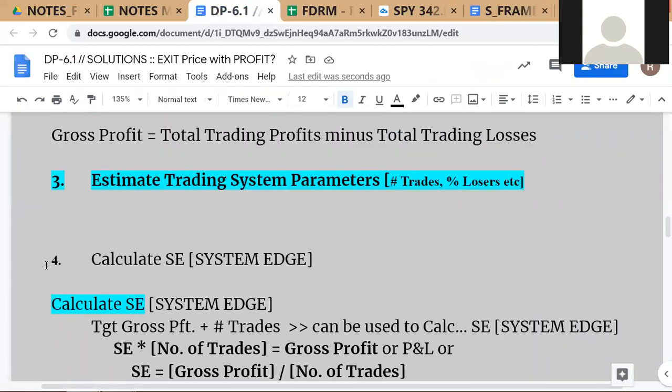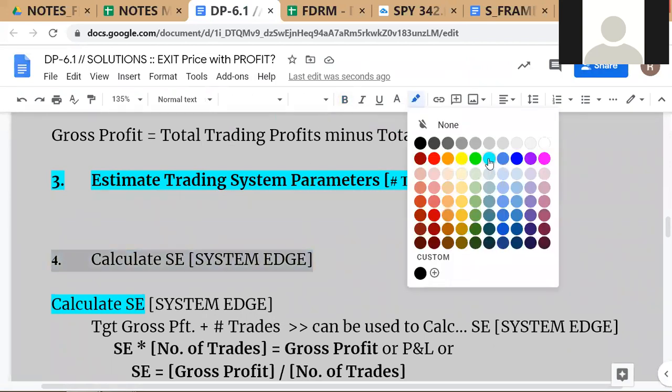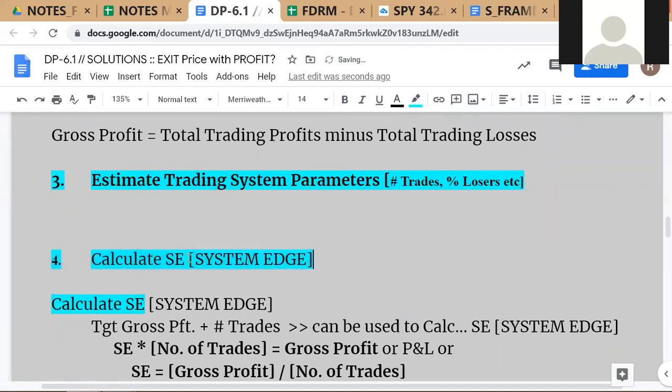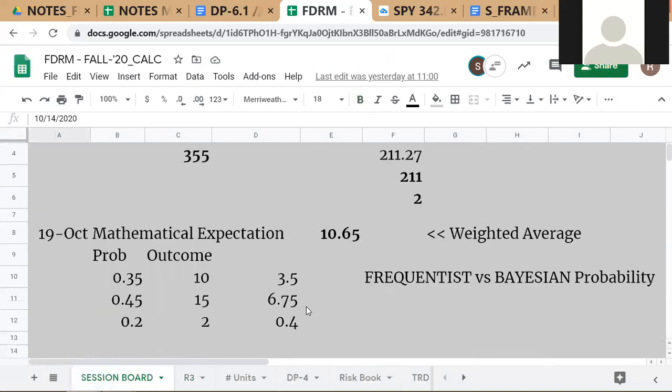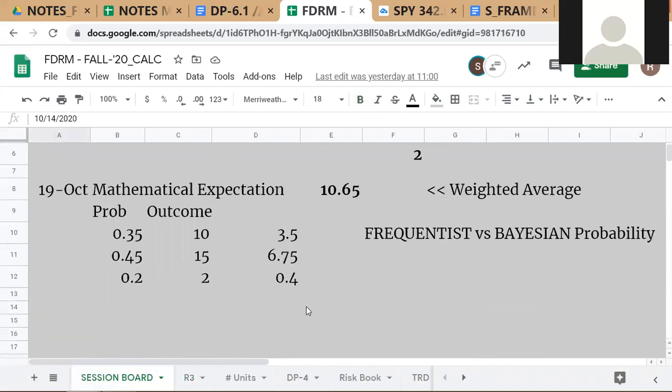You're familiar with this. Then number 4 is calculate system edge. We've gone through system edge the previous time. It's not really a new calculation. What I showed you the other day in our FDRM calc in the session board is that this is actually what everybody learns first, the weighted average. Mathematical expectation is the second thing that you learn when you come to statistics. But the point I'm trying to make is that these three are all the same.